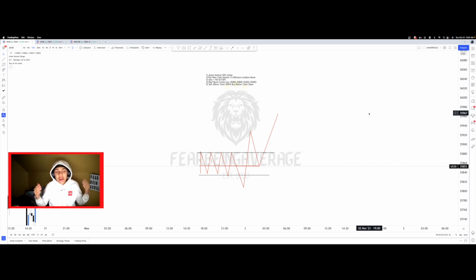I don't really have a name for this setup. I just call it the London continuation setup. And I also have another setup, which is the New York reversal setup. These are my only 2 setups, and I have that in my previous video. But yeah, this is the only thing I look for. This is my main setup.